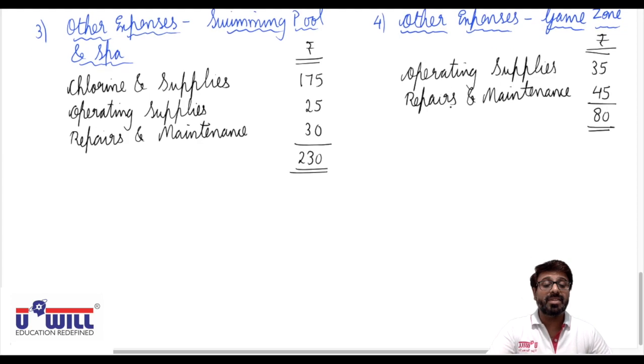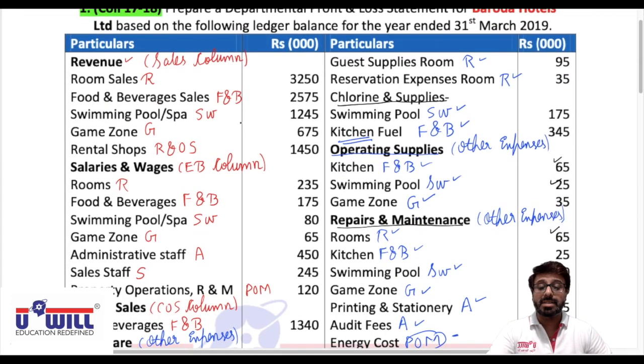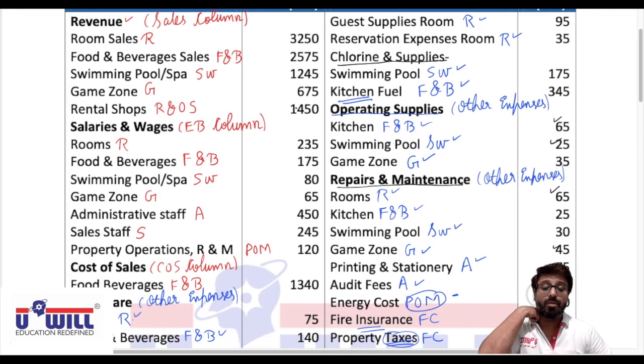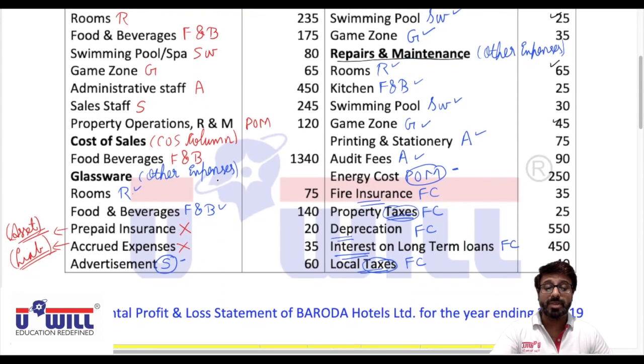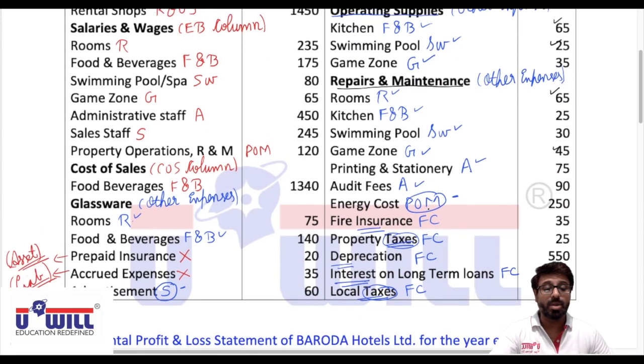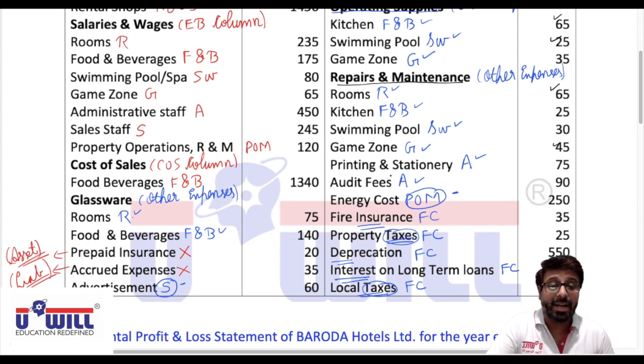Then after game zone, rental and other services. Now rental and other services, we have only this revenue, that's it. Anywhere else we don't have any item marked as R and OS. So no note will come up for rental and other services. There are no other expenses. So operating departments are done.